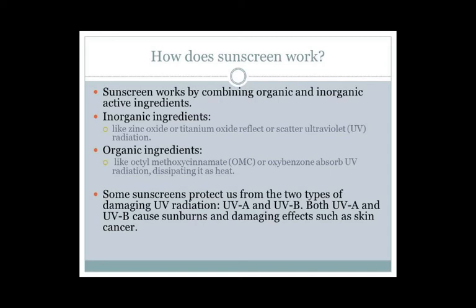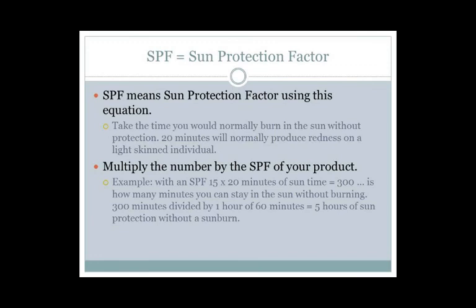So some sunscreens protect us from two types of the damaging UV radiation, which is UVA and UVB. UVC doesn't get blocked by sunscreen, so it can still have a damage, but both of these two types cause sunburns and the damaging effects on the skin, like skin cancer and aging. SPF means the Sun Protection Factor, and basically it's an equation that helps us work out how long we can stay in the sun when we're wearing that product.